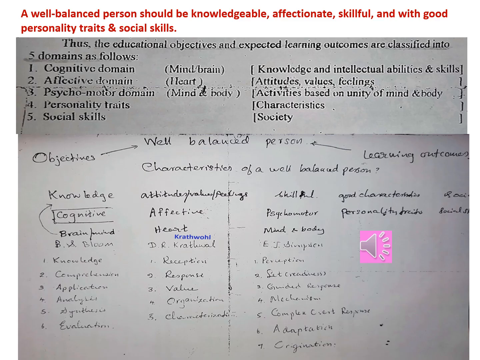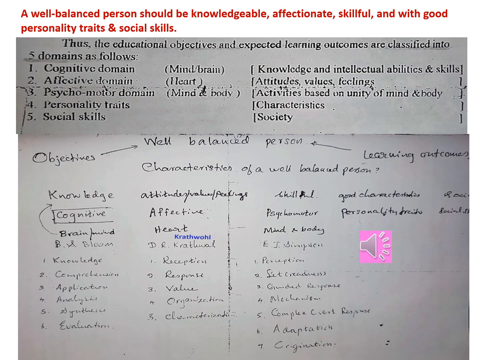Then the skills, right? Psychomotor domain. It deals with mind and body, mind and hand. The person is E.J. Simpson. He has put forward his taxonomy. He says, according to it, there are 7 steps that one has to follow in order to develop a skill in students.